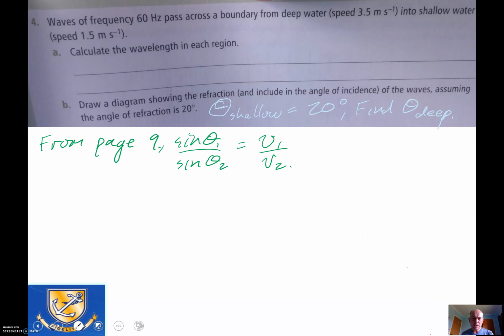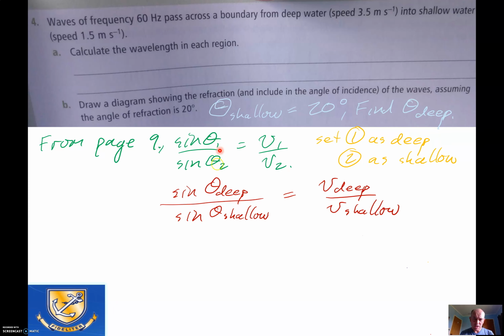So from page 9, there's a formula there. Sine theta 1 over sine theta 2 is V1 over V2. I'm going to set 1 as the deep, where the speed is 3.5, and set the shallow as number 2, which is 1.5. So I'm going to put in these formulae that apply. Sine theta deep over sine theta shallow equals V deep over V shallow. I really want to have theta deep all by itself, so sine theta deep by itself first. It's currently divided by the sine of theta shallow. Multiply both sides by the sine of theta shallow to get rid of the thing cluttering the left-hand side.